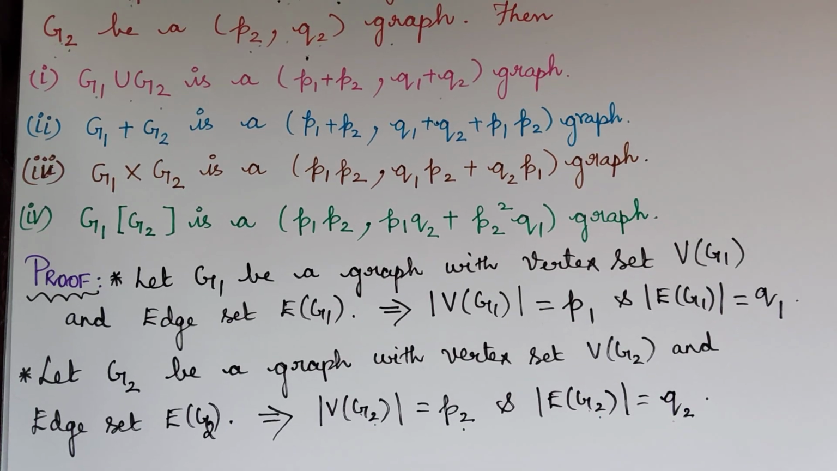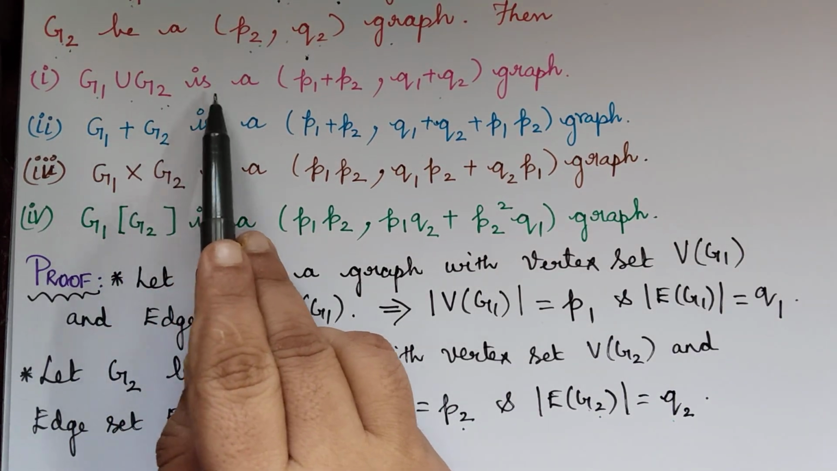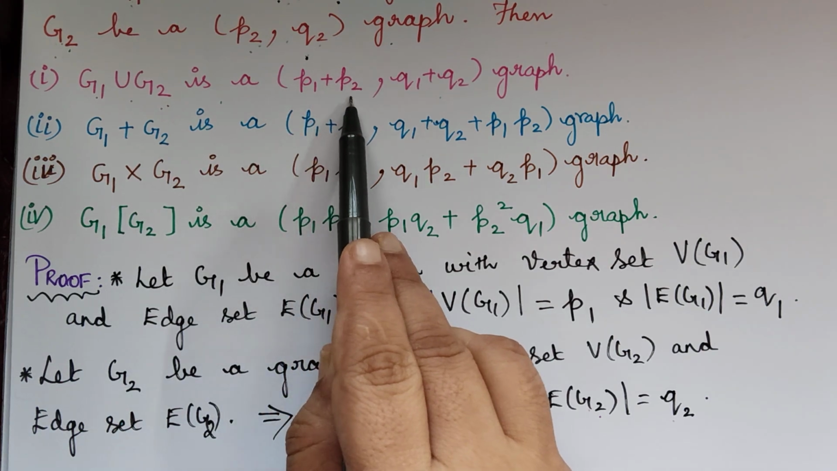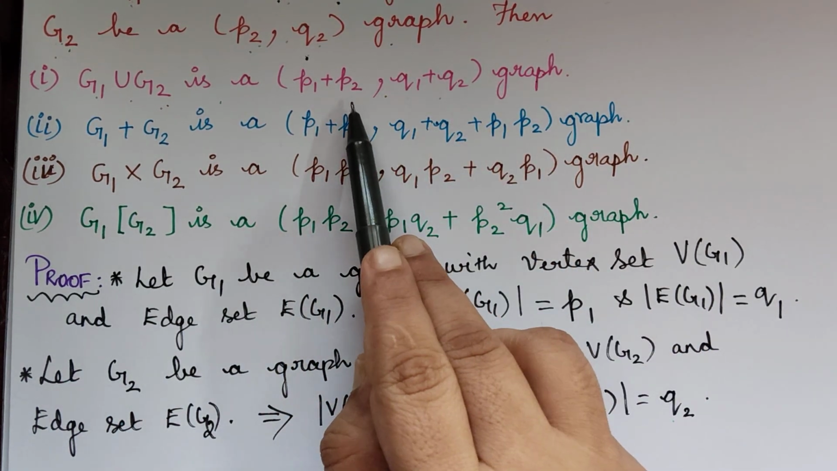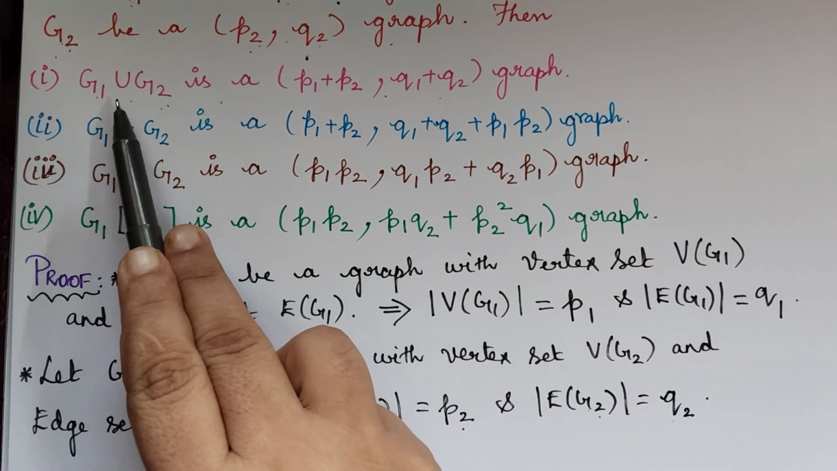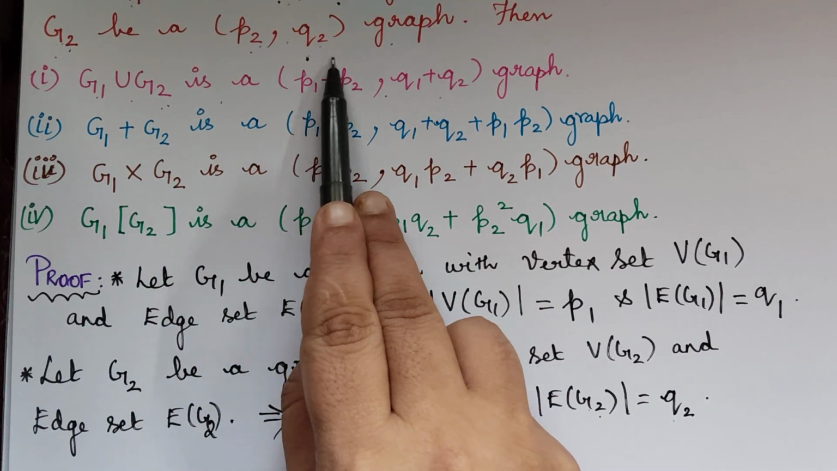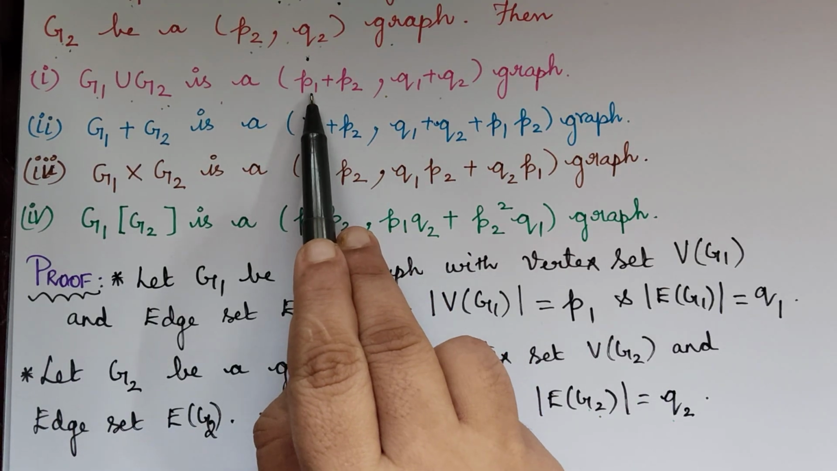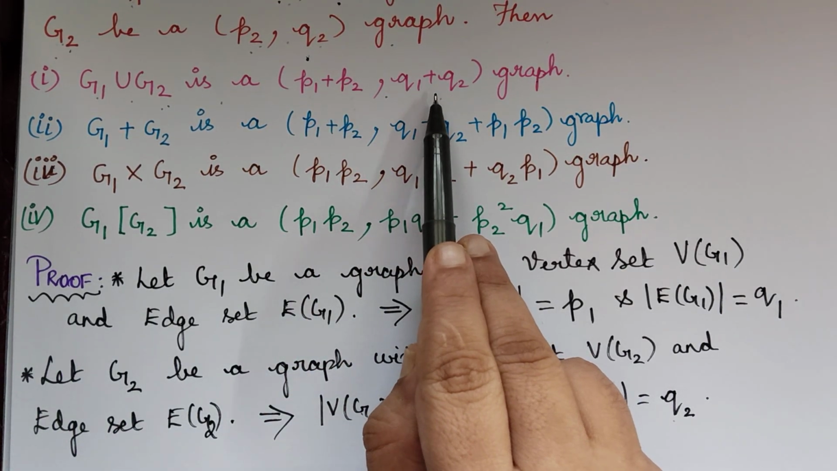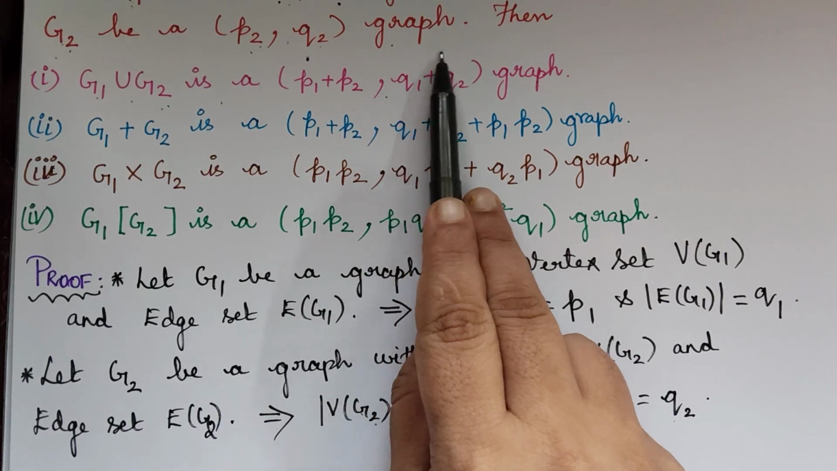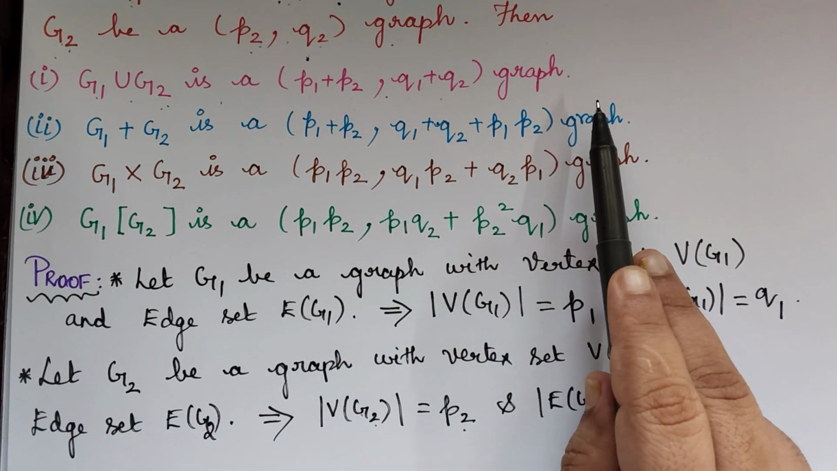Now here the first subdivision is we have to prove that G1 union G2 is a P1 plus P2, Q1 plus Q2 graph, which means that we have to prove that G1 union G2 has the number of vertices equal to P1 plus P2, that is the number of points, and the number of lines, that is the edges, equal to Q1 plus Q2. So let us prove this now.